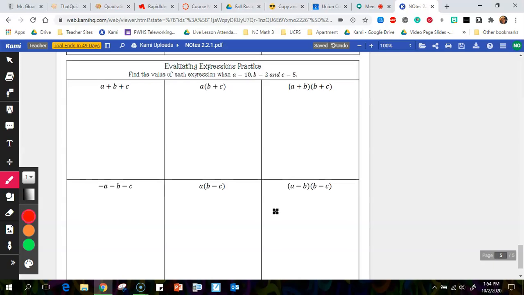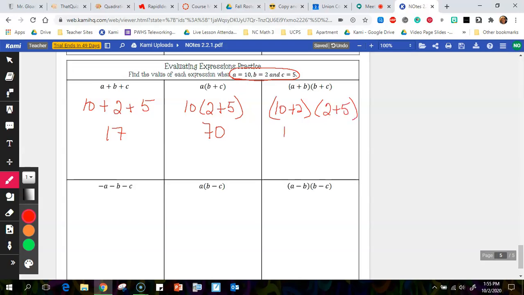All right, evaluating expressions. Okay, so they've given us some values for a, b, and c up here. So we are going to plug in those values right here. So if a is 10, if b is 2, and c is 5, that's going to be 17. A is 10, b is 2, c is 5. That's going to be 10 times 7, so 70. Let's see, that's 10 plus 2, and then 2 plus 5. So that's 12 times 7, which is 84.